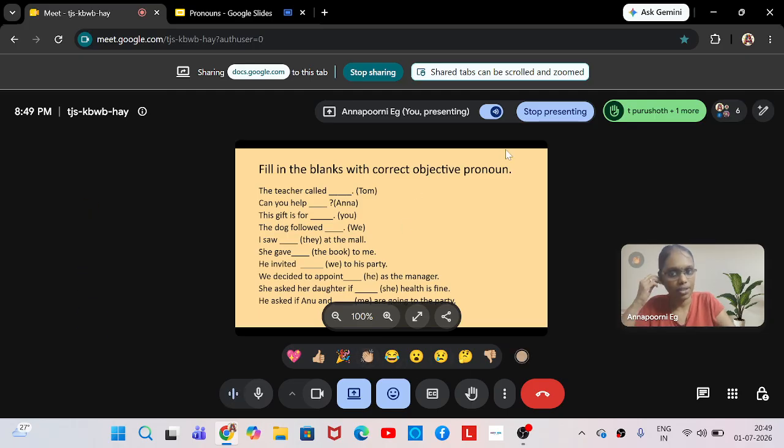Shabna, you can try the third one. This gift is for dash. This gift is for you. It will be you only. Savitri ma'am, you can try the fourth one. The dog followed dash. The dog followed us. Very good. The dog followed us.